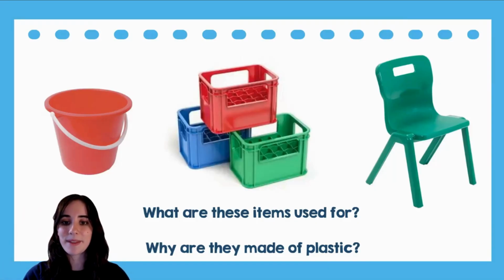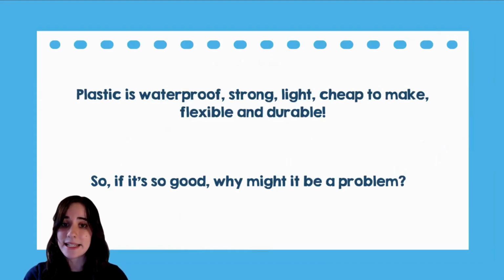Good thinking, everyone. You might have talked about the fact that plastic is waterproof, strong, light, cheap to make, flexible, and durable. For lots of items, this makes plastic an amazing material. But you might have heard lots of negative things about plastic in the past, instead of how brilliant it is. This is because sometimes these amazing properties cause problems, especially when plastic gets into the environment as litter.